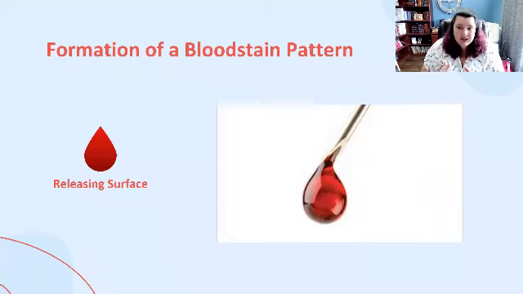Because a blood drop's surface tension is so high, smoother surfaces will hold blood onto them longer, and that's going to result in larger drops. Drops from small pointed surfaces may be smaller in area because less blood is going to accumulate before dropping off the surface.